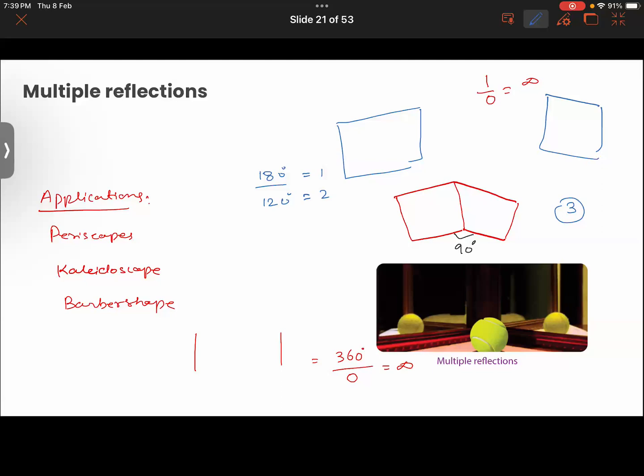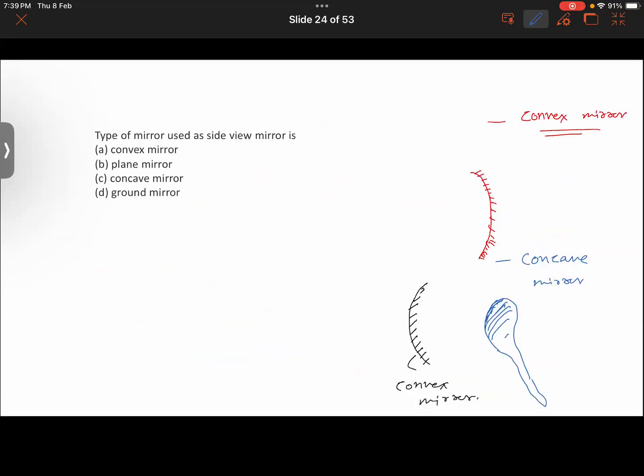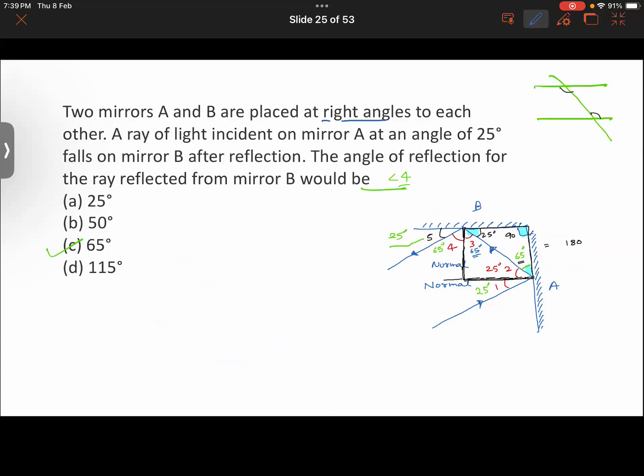8 minus 1, that is 7. 45 times 8 is 360. That is the case. Also, we had an example of this one also. Hope you understood this question. Now, so that was the case of a multiple reflection happening.